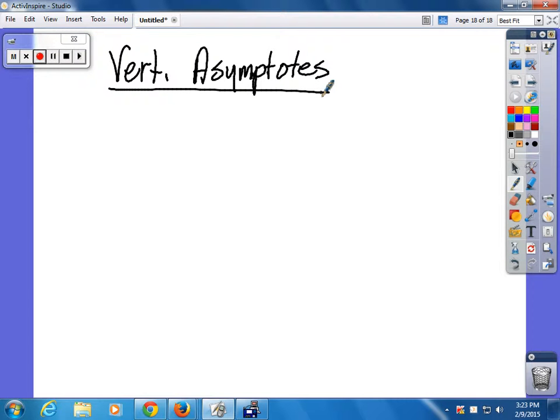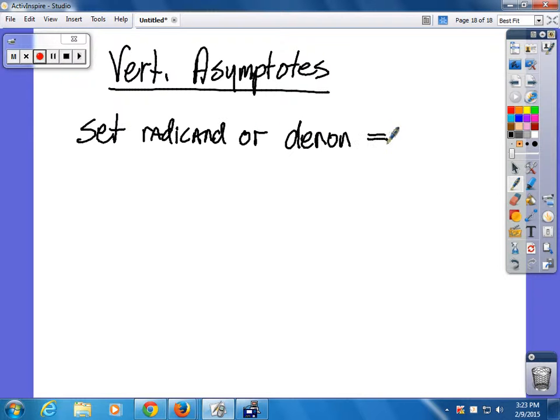All right, vertical asymptote. Set the radical, or radicand, or what? Denominator equal to what? 0. And that's how you find the vertical asymptote. Now, in some problems, you'll be able to factor before you can set equal.